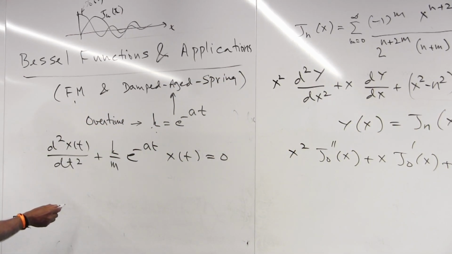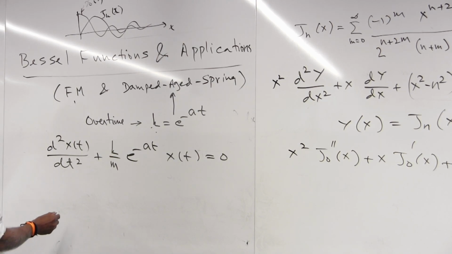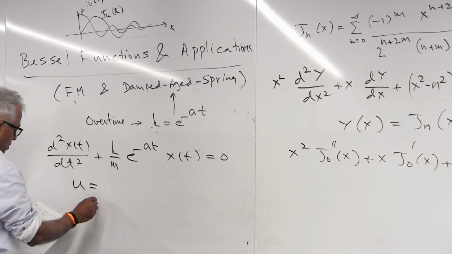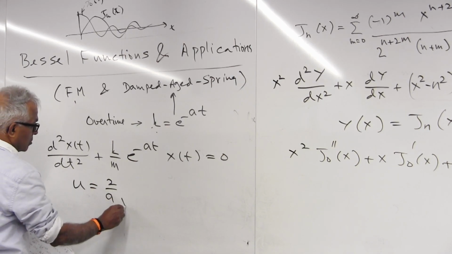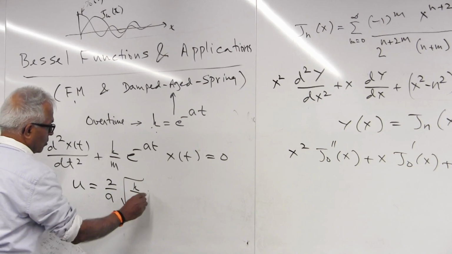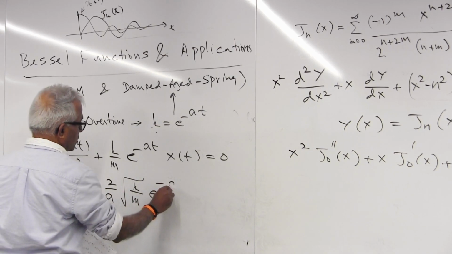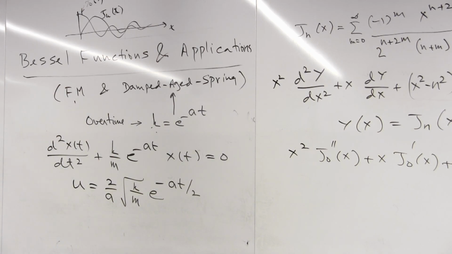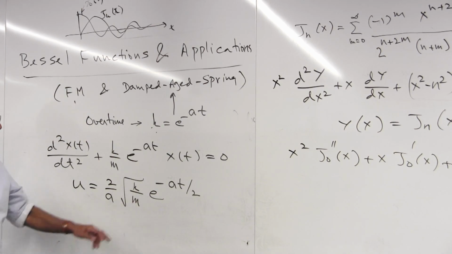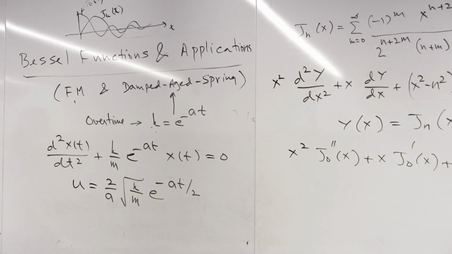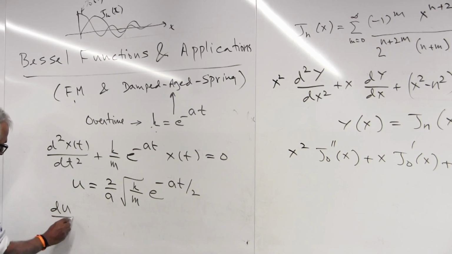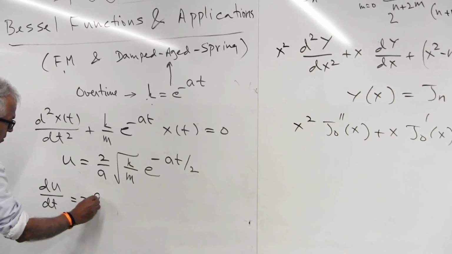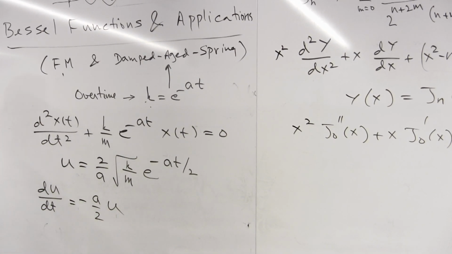So to define this, we are going to define a new variable. You will see why all this crazy planning. So this is the new variable we are going to use. Instead of t, I'm going to define this new variable. Then notice that du by dt is simply minus a by 2 u.